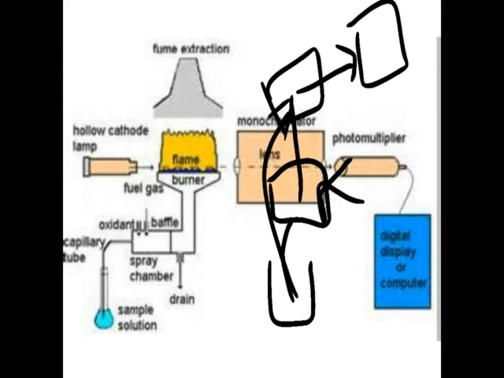In that flame, when the sample comes, this flame converts the sample into the ground state atoms, which then absorb the energy, go from ground state to the excited state and return back to the ground state. During that, they will emit the radiations. So we are utilizing the detector. That is the simple flame method.